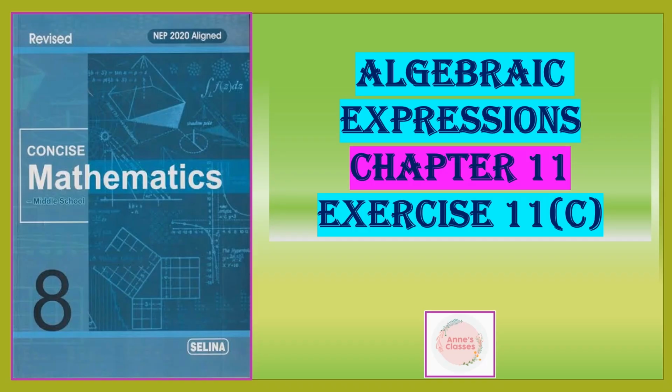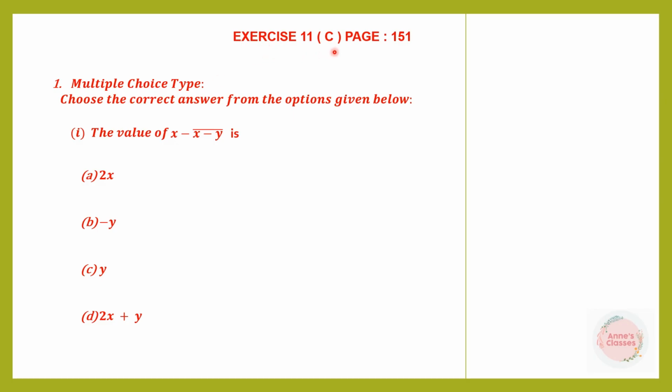We're doing algebraic expressions, chapter 11, exercise 11C. Exercise 11C is on page number 151. The first question is the multiple choice type. Choose the correct answer from the options given below. So we have to work this out and the answer is one of these options that are given to us. So let us work this out.